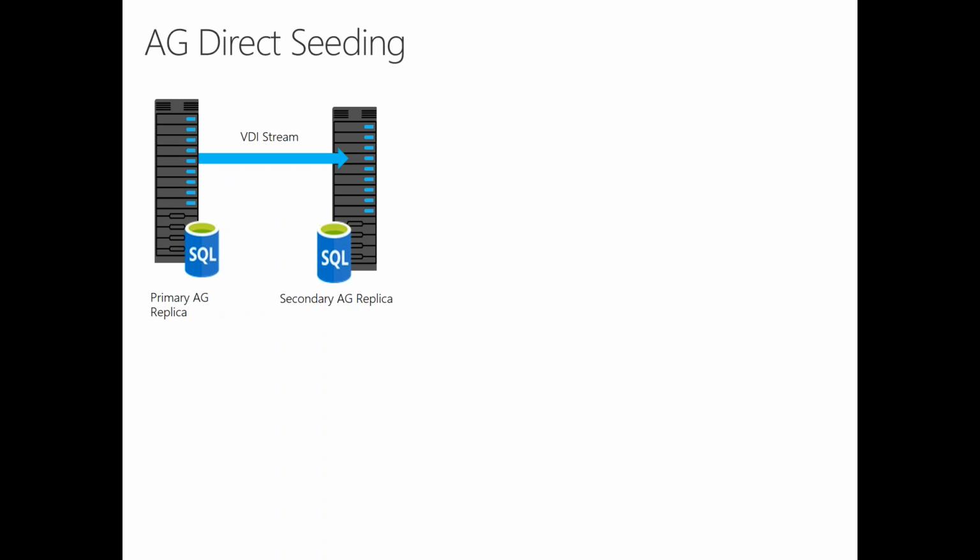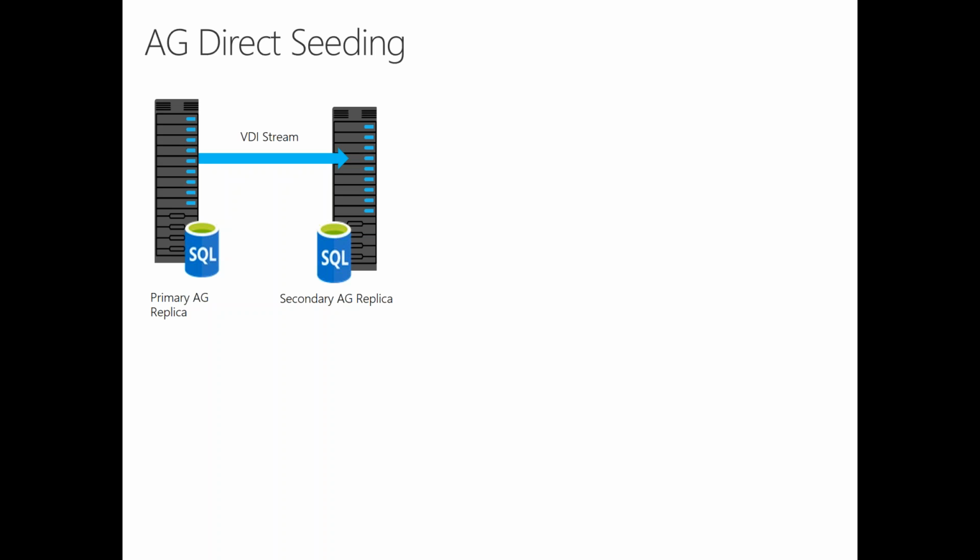Now, for folks who have worked with Always On availability groups in the past, one way to initialize a secondary replica was to back up the primary, copy over the backup files to the secondary, and then restore the backups on the secondary in no recovery mode, and also apply the tail log backup and restore it on the secondary, right?